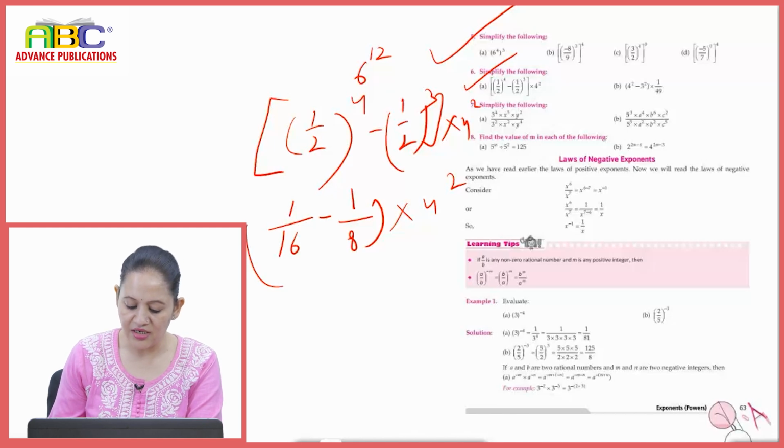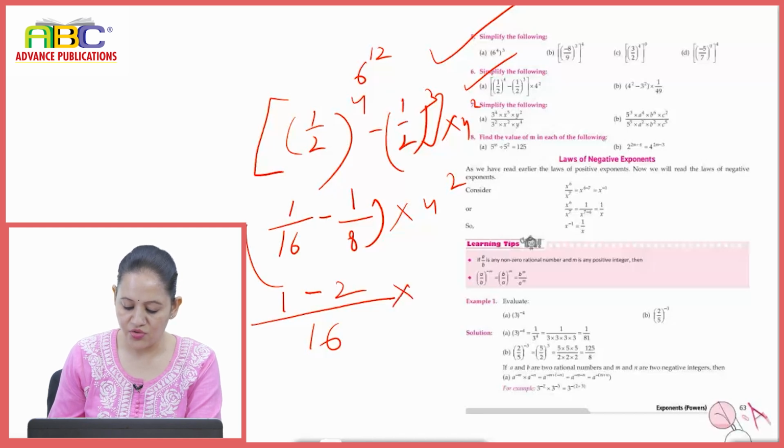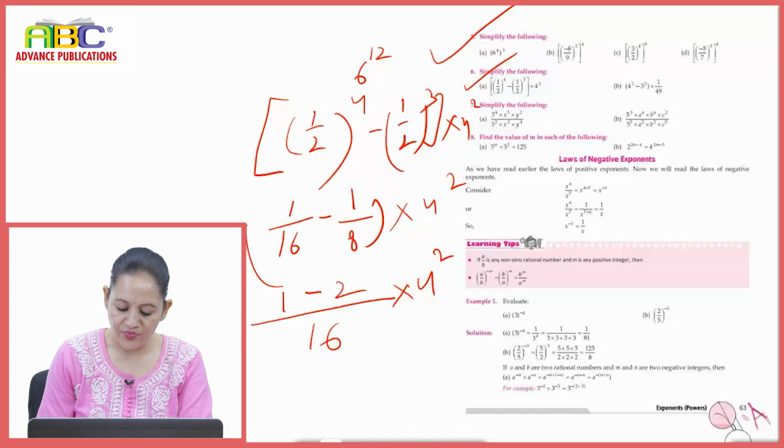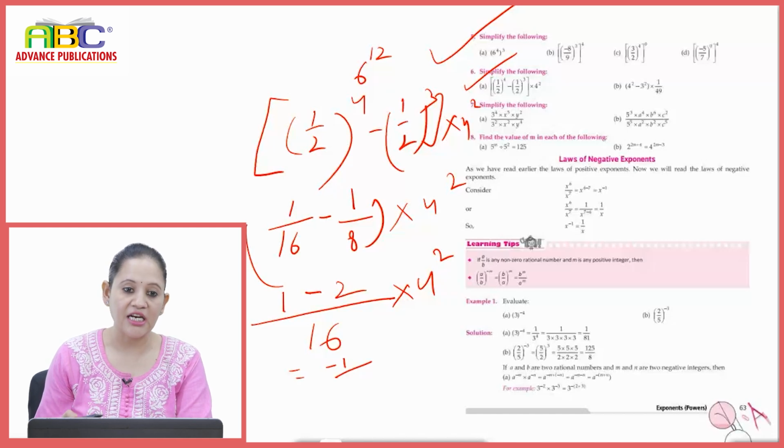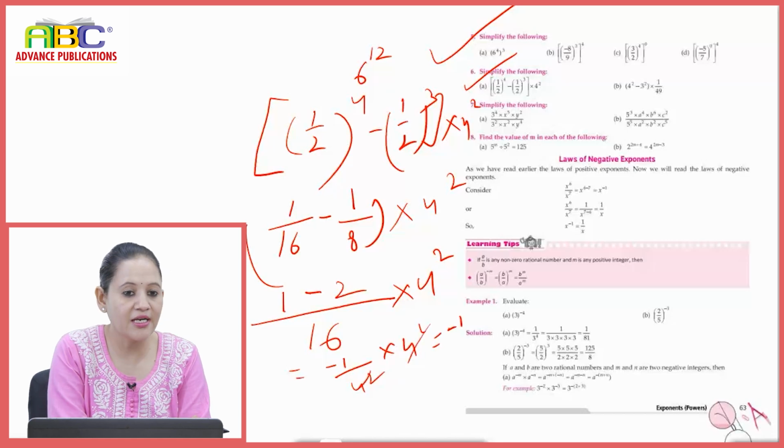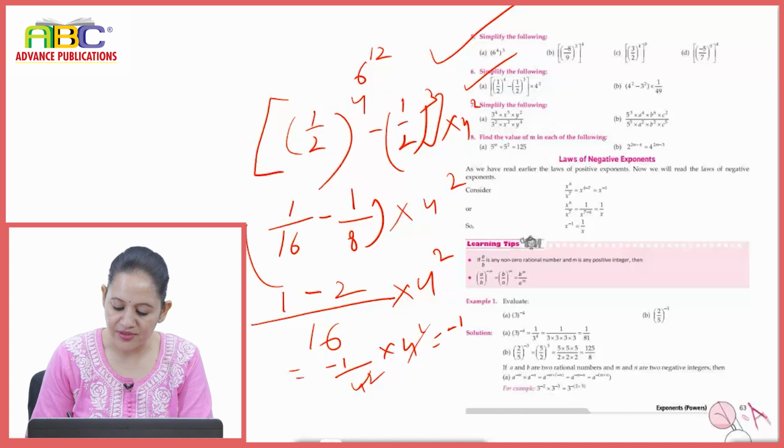So here what we can do? We'll take the LCM, that is 16. 1 minus 2 into multiply by 4 is to power 2. So that is equals to minus 1 upon 16. We can write it as 4 is to power 2 multiplied by 4 is to power 2. This will cancel, so the answer will be -1. Clear?